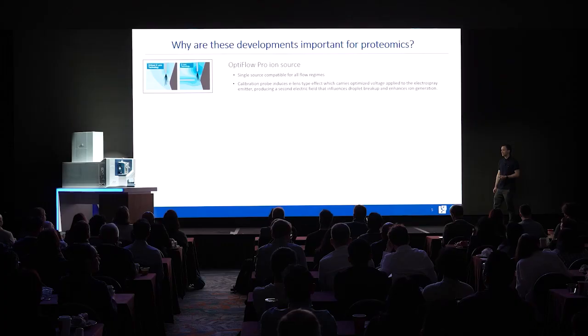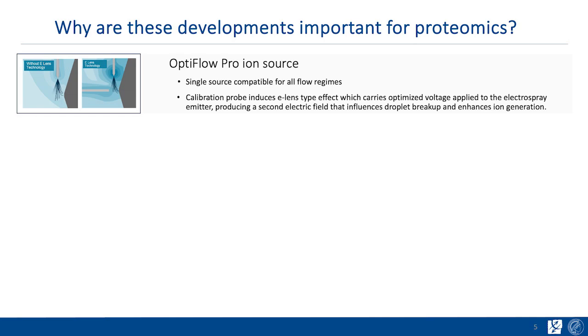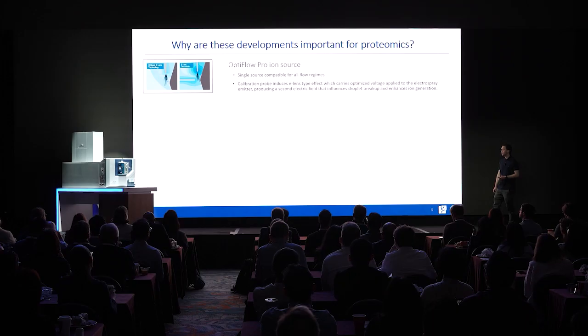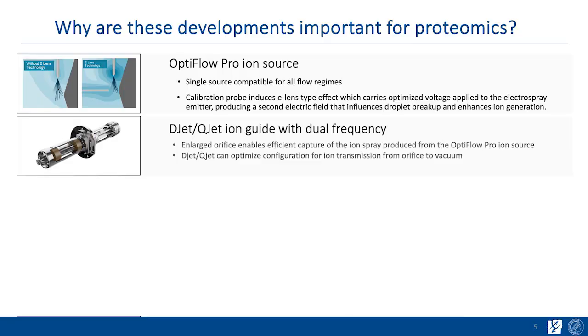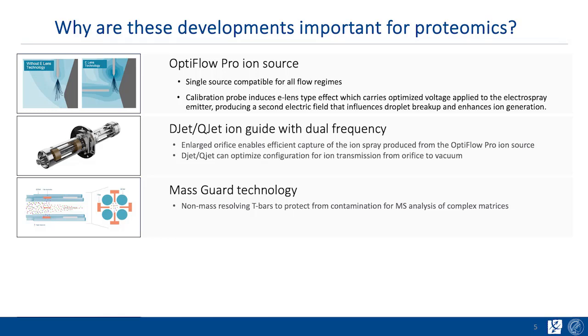So why are these developments in particular important? Now there's only one ion source, so it's very easy to handle all kinds of flow regimes on a single setup. The only thing that might have to be changed is a probe. And thanks to this dual spray setup, we can benefit from the E-lens effect at all times, which gives us a further improvement in sensitivity. I already mentioned it, but the front ion optics are now much more powerful, allowing higher transmission of ions.